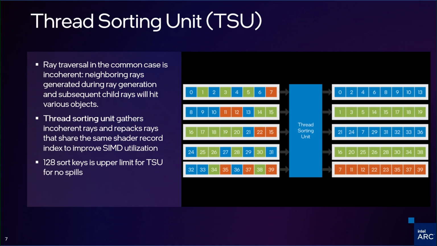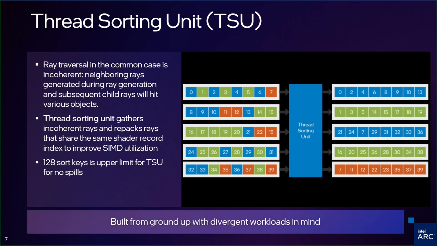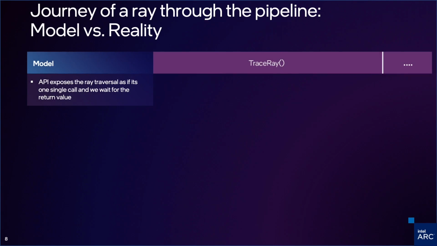So that's what the thread sorting unit is for, and you'll see where this comes into play later in the optimization section. The other thing that's important to point out is what the limitations of the thread sorting unit are. And the key point here is for Alchemist, we have 128 sort keys. So this is an upper limit, and it's something you want to keep in mind when you're doing optimizations for our GPU.